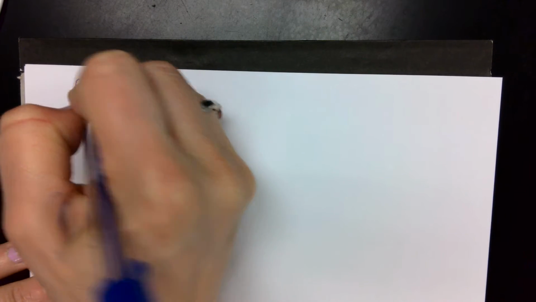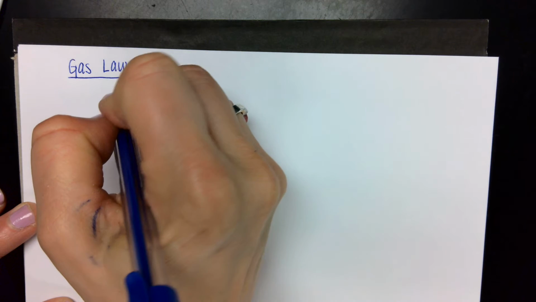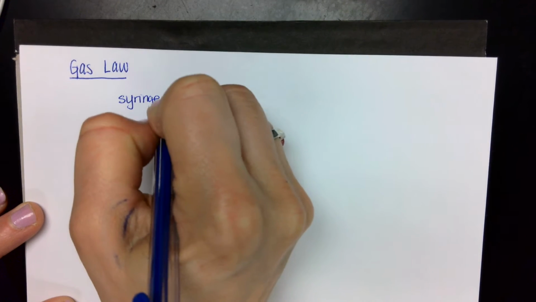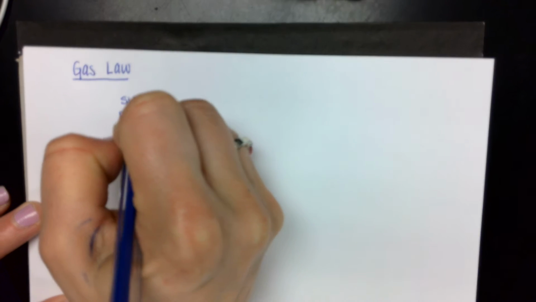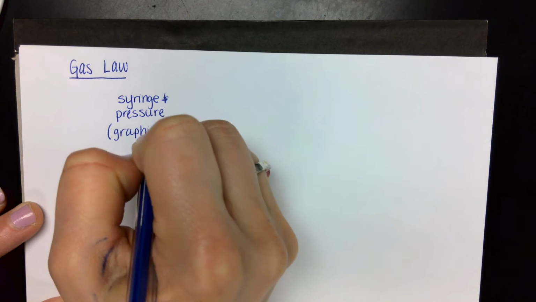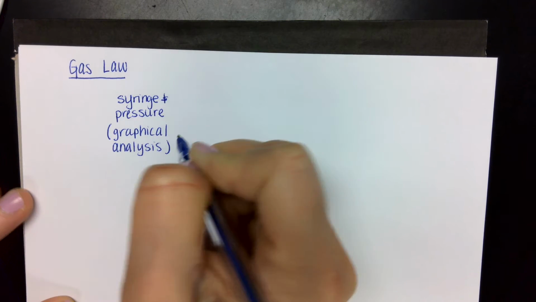So I want to go over the gas laws that you did the past couple days. In class, we did some investigational labs, so we'll label this gas law. The first one that we did was the plastic syringe and pressure, where we used the pressure gauge that was connected to graphical analysis, so we'll just label that graphical analysis.